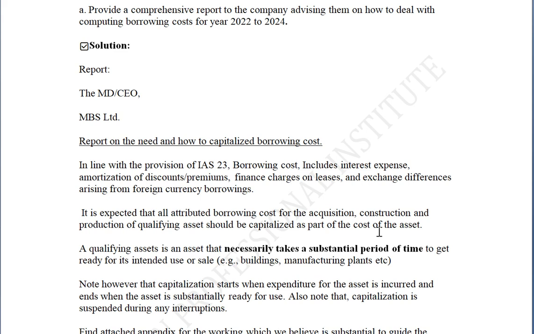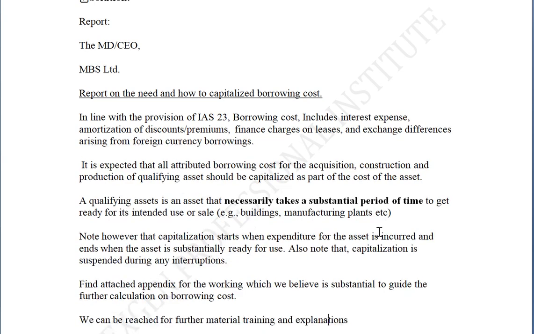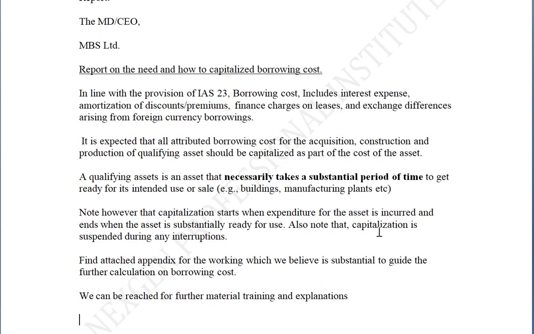A qualifying asset is an asset that necessarily takes a substantial period of time to get ready for its intended use or for sale, like buildings, plants, etc. Note, however, that capitalization starts when expenditure for the asset is incurred and ends when the asset is substantially ready for use. Also note that capitalization is suspended during any interruptions. Now let me explain this.